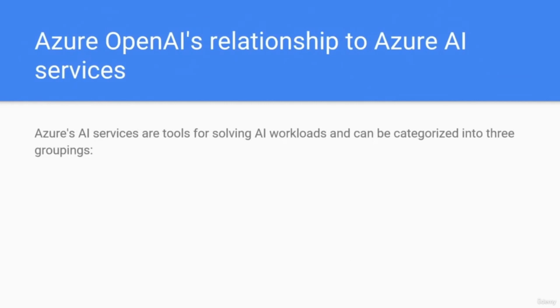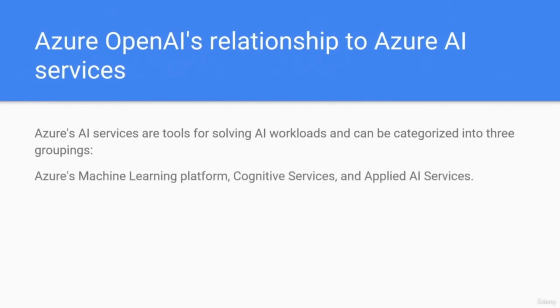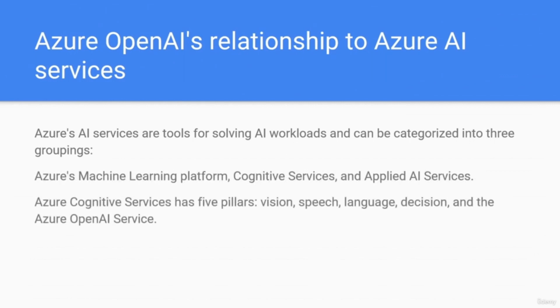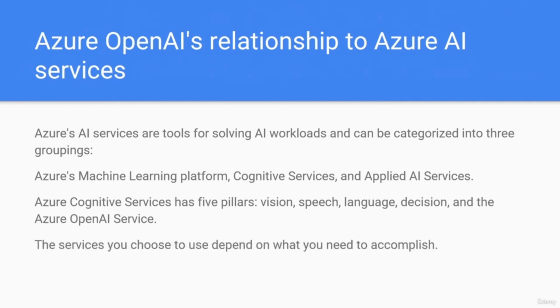Azure AI services are tools for solving AI workloads and can be categorized into three groupings: Azure Machine Learning Platform, Cognitive Services, and Applied AI. Azure Cognitive Services has 5 pillars: vision, speech, language, decision, and the Azure OpenAI service. The services you choose to use depend on what you need to accomplish.